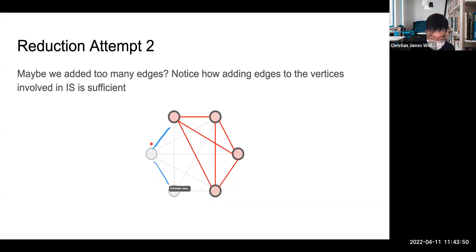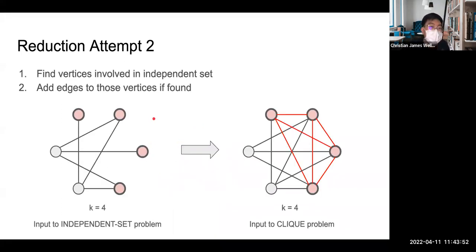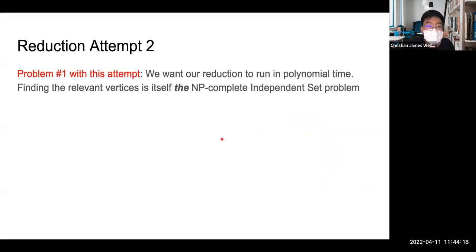So my reduction attempt number 2 is this: first of all, let me find which vertices are involved in the independent set. Then I notice 4 of these vertices are involved in the independent set, so let me just add edges to those vertices. Just add it there, don't need to add over here. Is there a problem with this? Well, it's still an attempt, so clearly there is a problem. The first one is that we want our reduction to run in polynomial time.